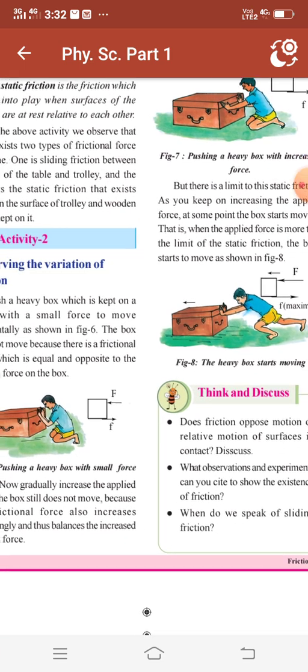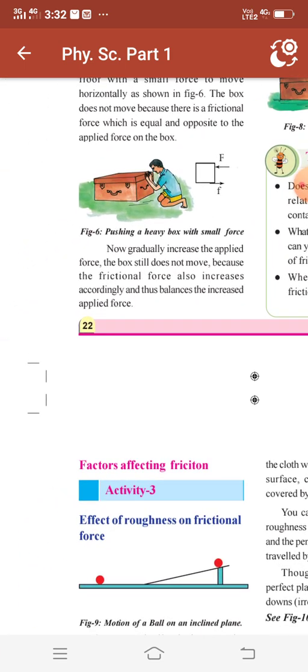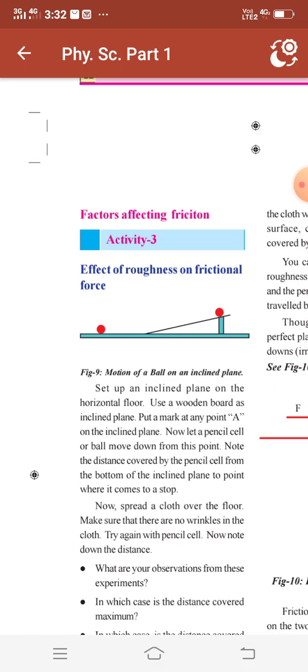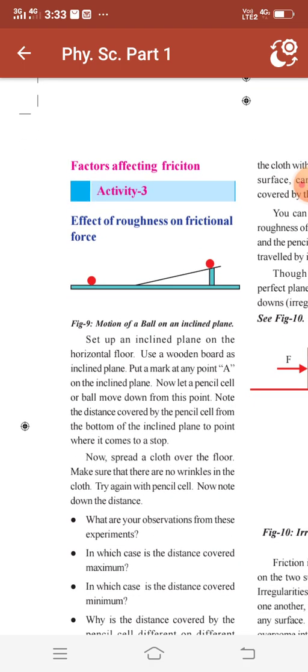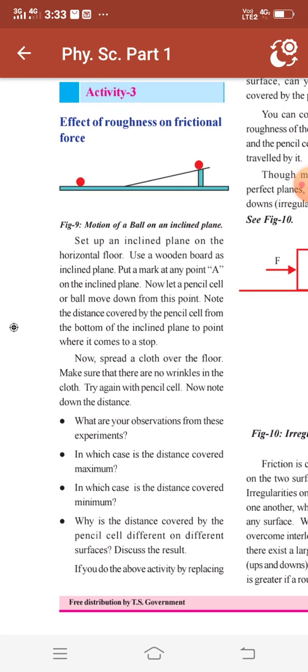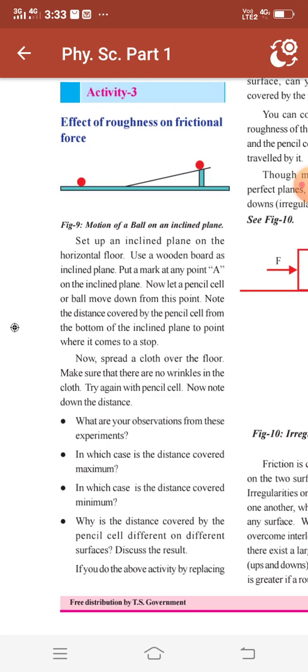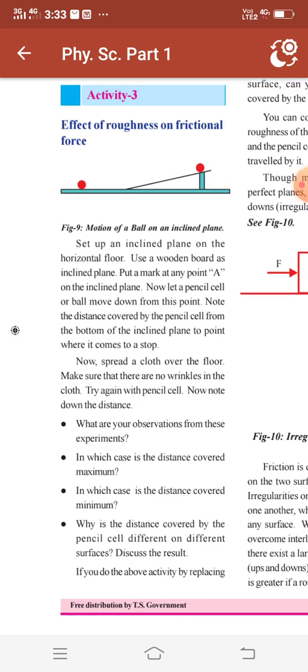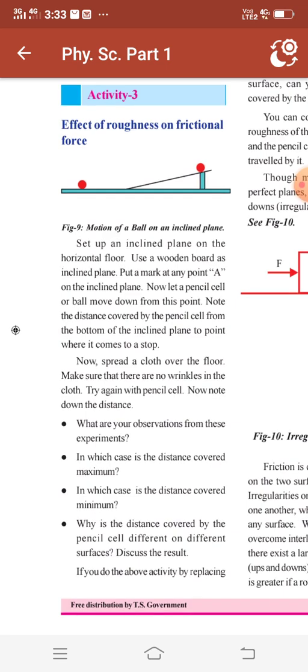Now activity 3. Factors affecting friction. Effect of roughness on frictional force. Children, do you observe figure 9? What are you observing? Yes, there is an inclined plane and a marble set at a point.